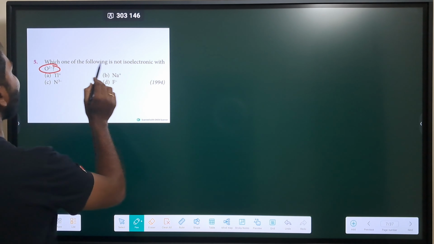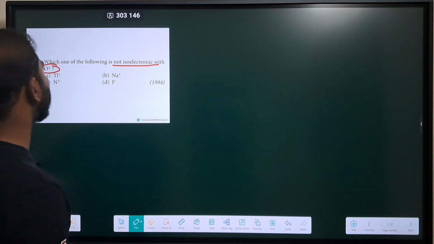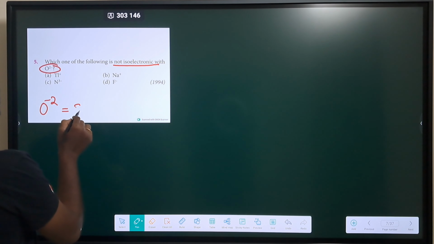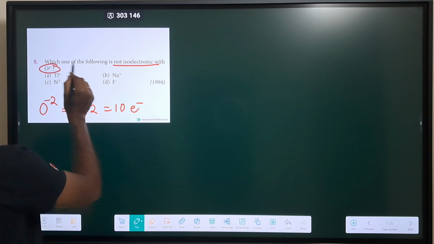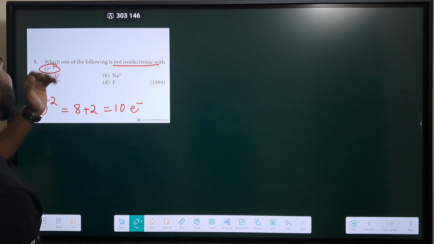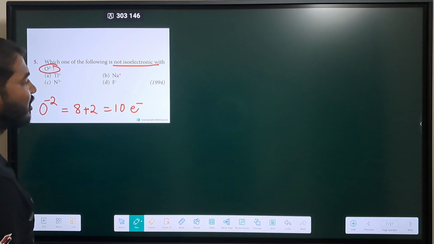Yes, so what is this? This is given a little opposite. Which of the following is not isoelectronic with O minus 2? First, how many electrons are there in O minus 2? One oxygen has 8, minus 2 means plus 2, so 10 electrons. So whichever does not have electrons like O minus 2 will be our answer. So 10 electrons we have for oxygen.